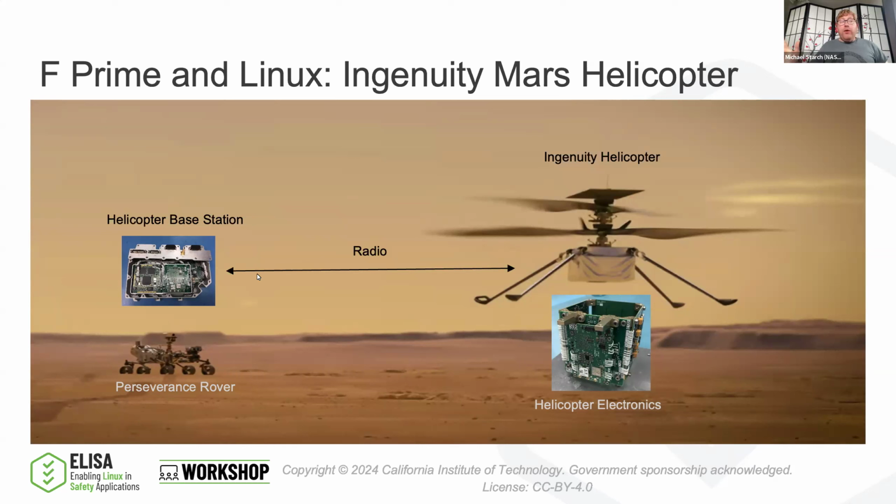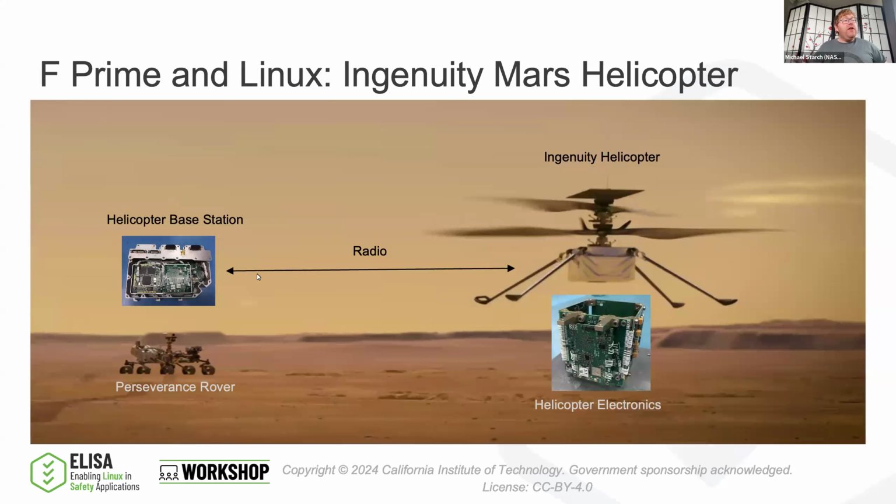And then on the rover itself, we have a helicopter base station. This is yet another Linux and F prime deployment using the same avionics, just flattened instead of in a cube, and it's attached to the rover. It contains a mirrored radio so that the helicopter can communicate with the rover and send its data back to Earth. That way, the Ingenuity helicopter, which was designed on the order of a couple of kilograms, doesn't have to bring a big, heavy interplanetary radio to talk all the way back to Earth. So we use the rover as a communication hub to get our data back home.